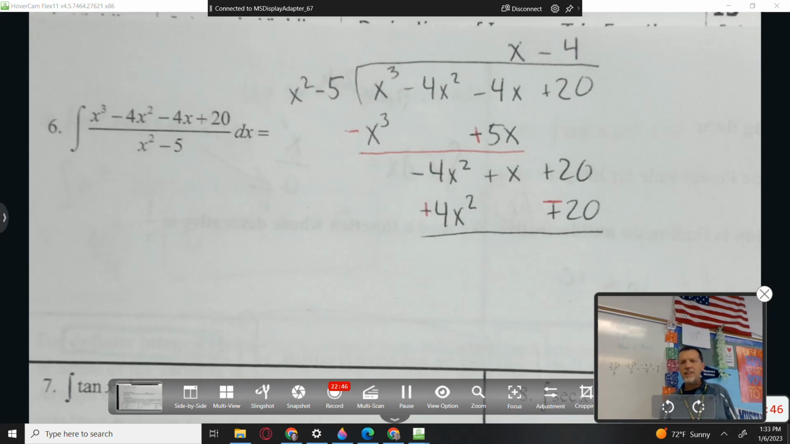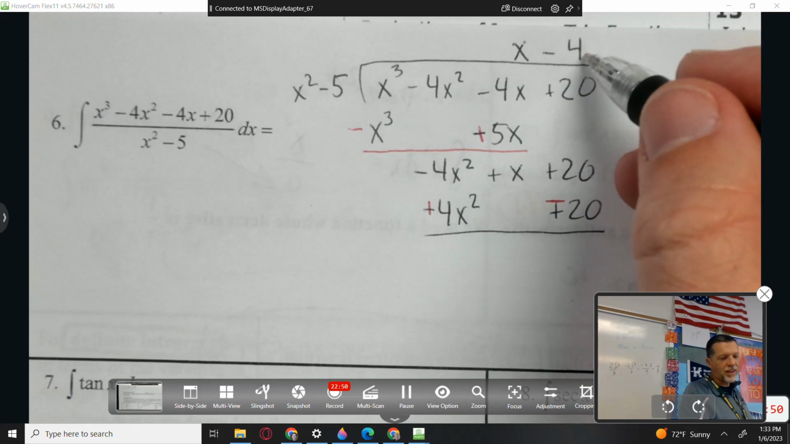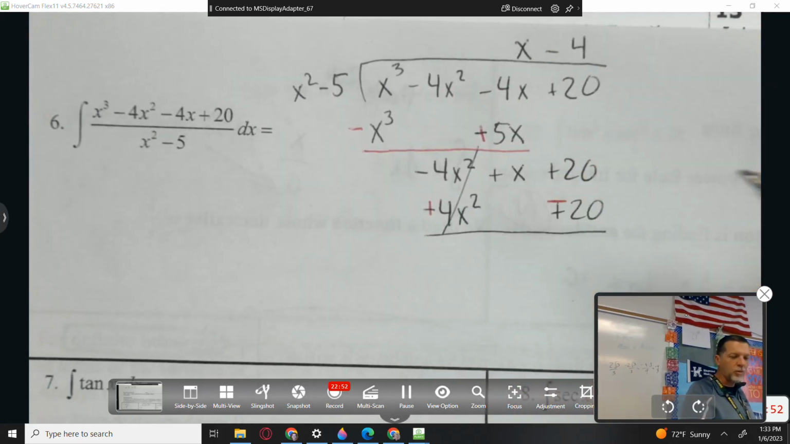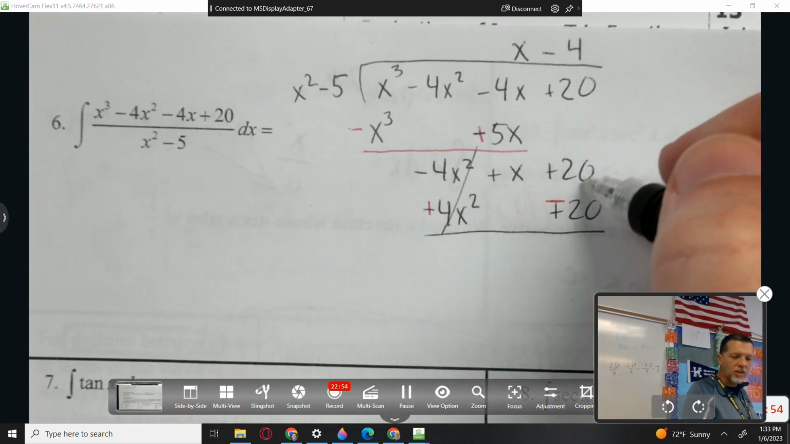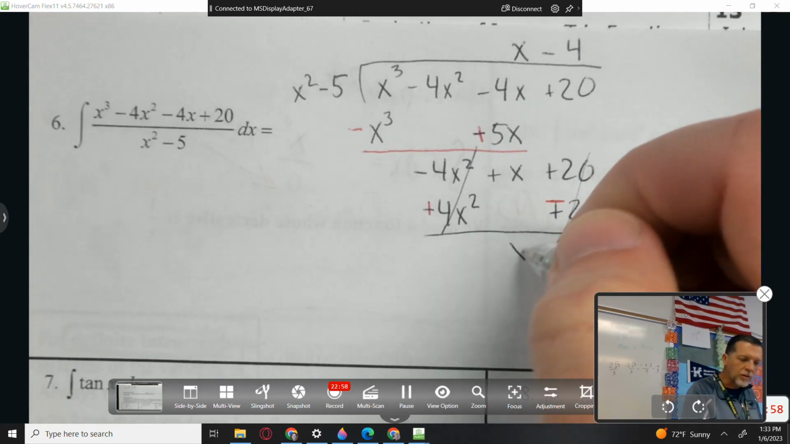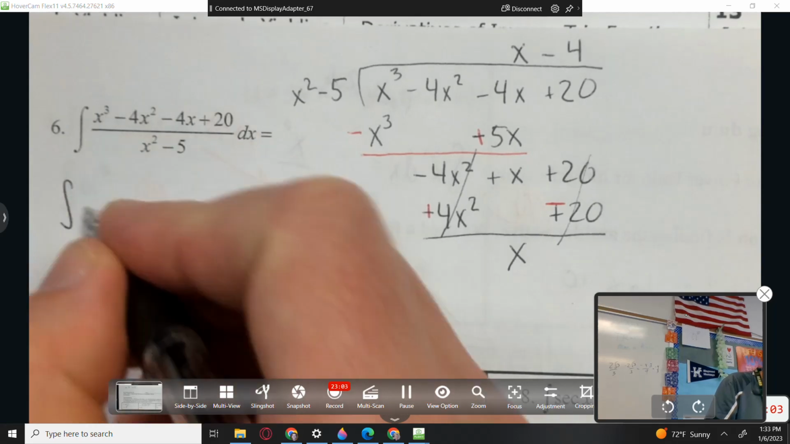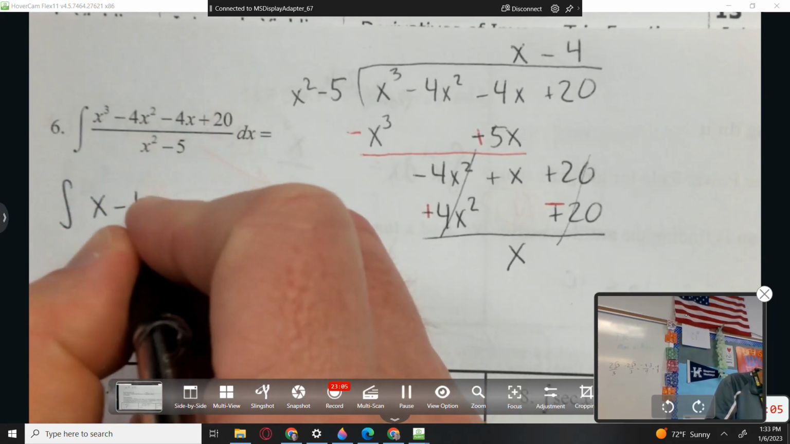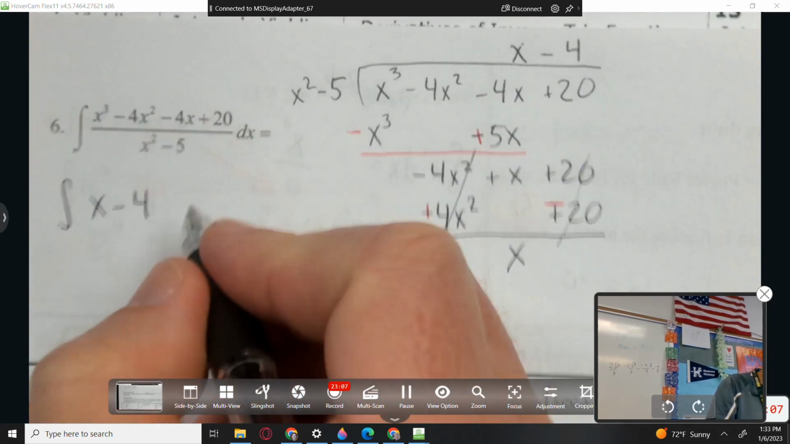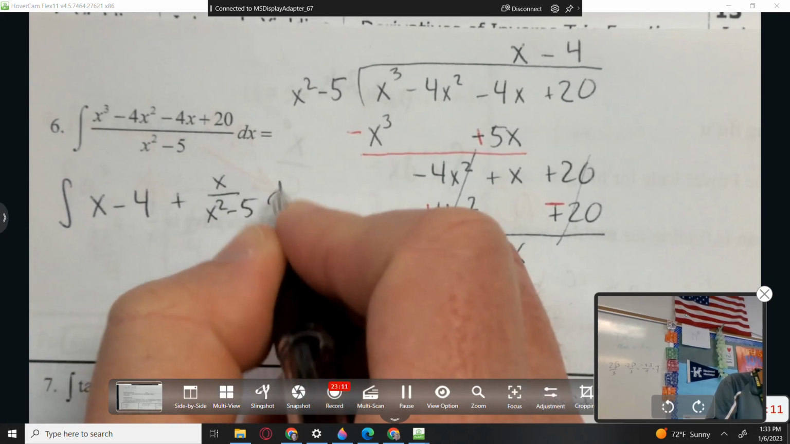The first one's always going to cancel because we picked them to match. So yes, those will cancel. It's kind of a coincidental fluke that the third one cancels too, and we're left with just x. So we're going to do the antiderivative of x minus 4 plus x over x squared minus 5.